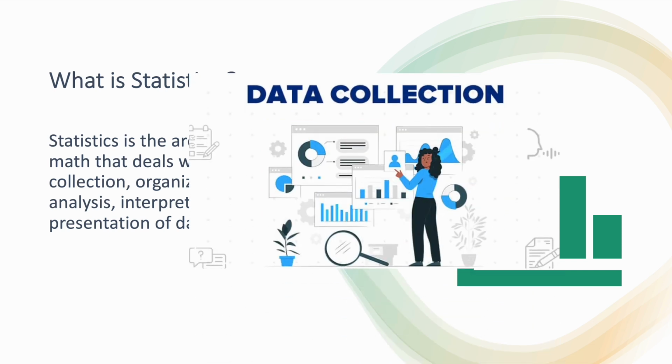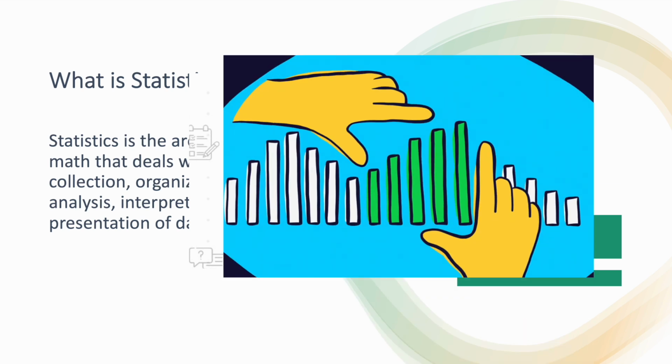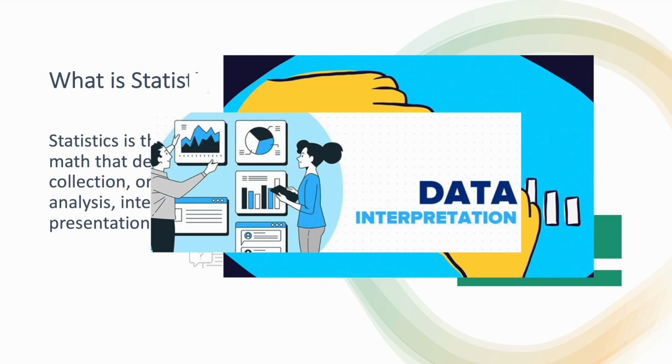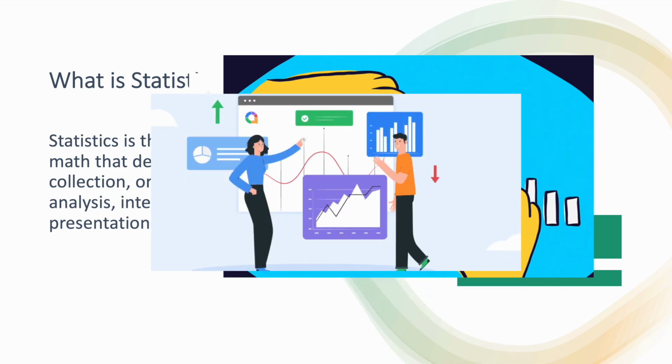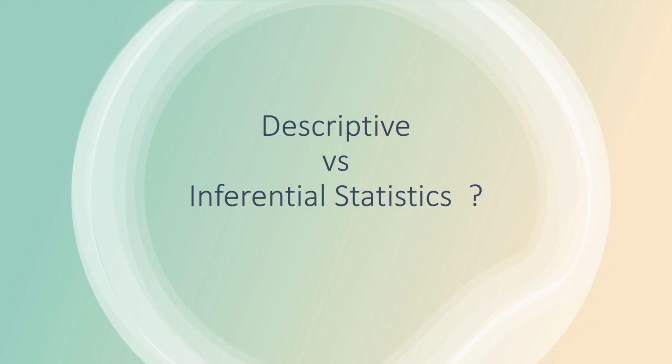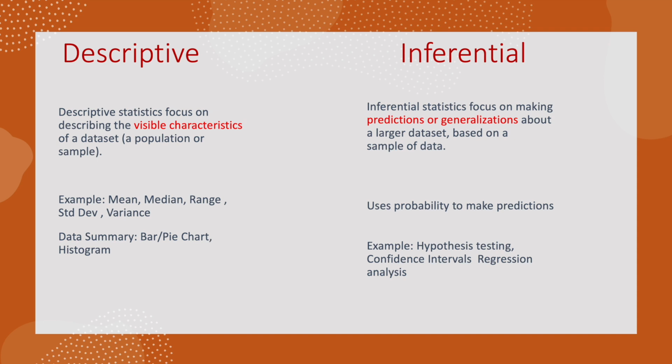Okay, just to recap, if you are doing a data collection exercise, if you are doing a data analysis exercise, if you are interpreting data in some form, if you are presenting data in the form of pie charts, bar charts, histograms, you are doing statistics. With that being said, let's try to see what is descriptive, what is inferential statistics, and what is the difference among them. So when we talk about descriptive statistics, we are talking about the visible characteristics of the data.